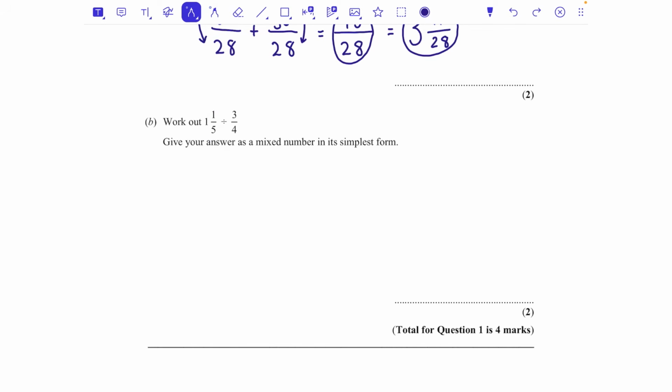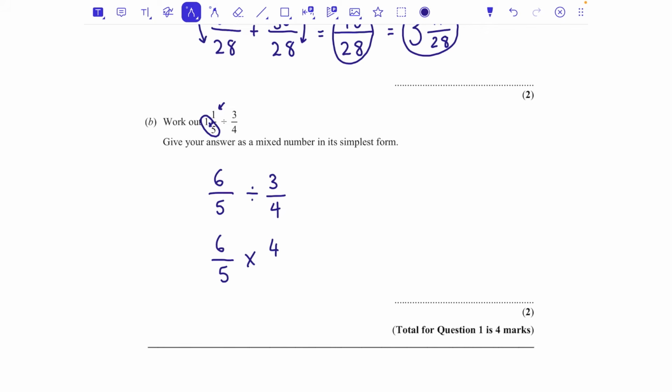So let's do that first, and we're doing the big number multiplied by the bottom number, add on the top. So 1 times 5 is 5, add the 1 is 6/5, and that's divided by 3 quarters. Don't need to do anything to the 3 quarters because it's already a fraction, not a mixed number. And then we're going to keep, change, flip.